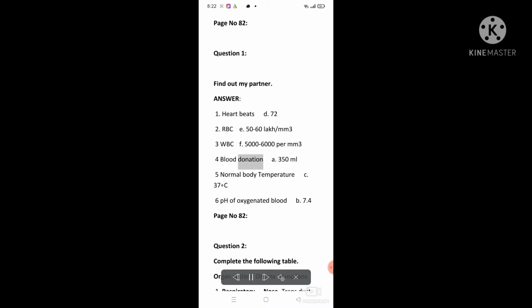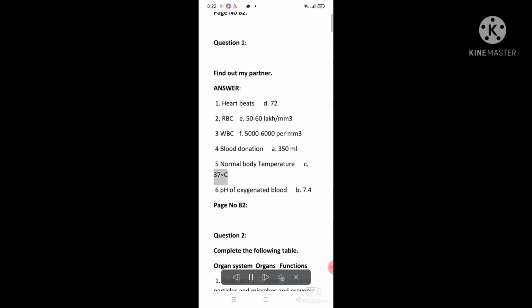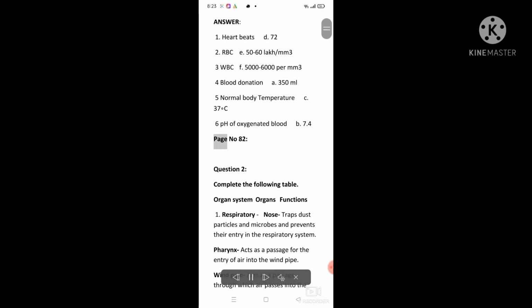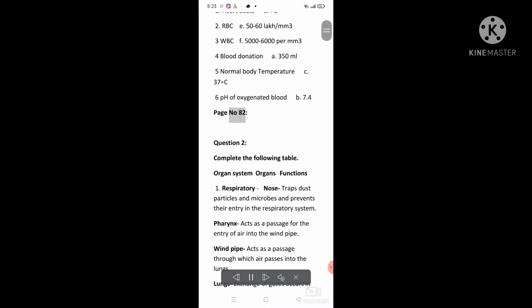4. For blood donation: A, 350 milliliters. 5. Normal body temperature: C, 37 degrees Celsius. 6. pH of oxygenated blood: B, 7.4. Page number 82. Question 2.